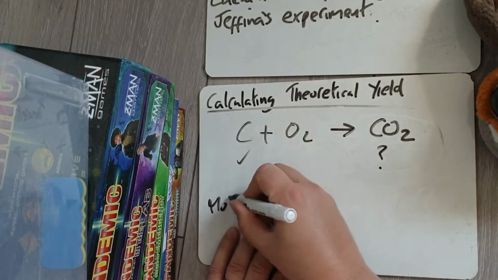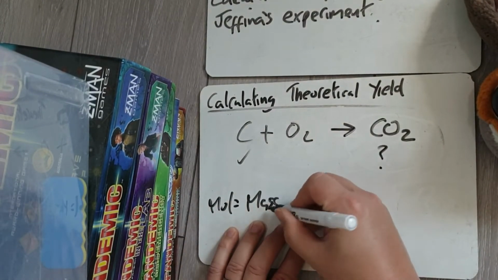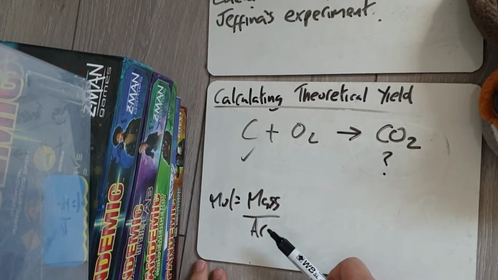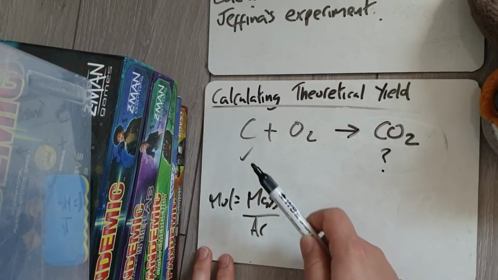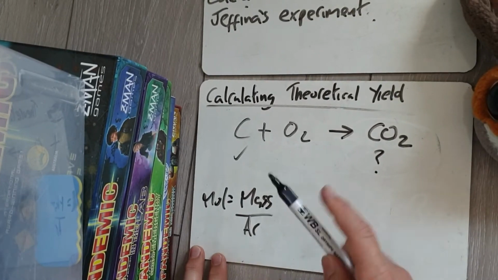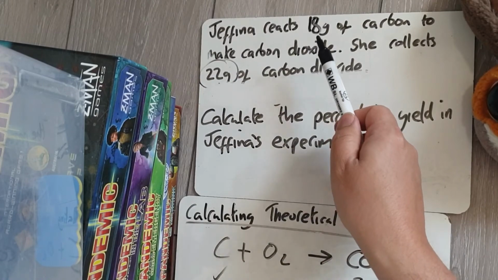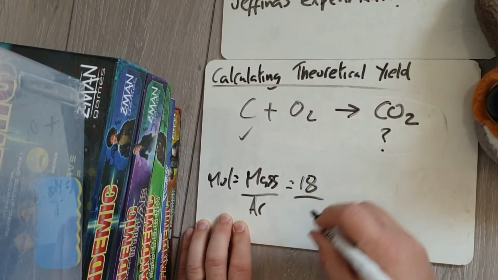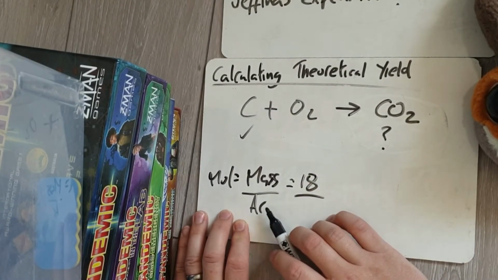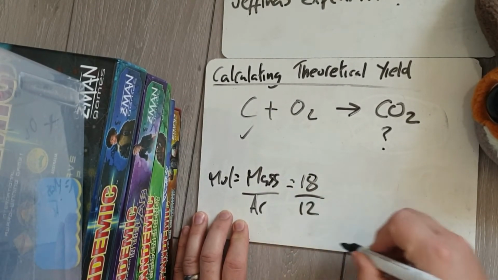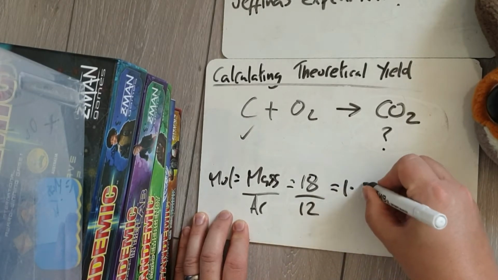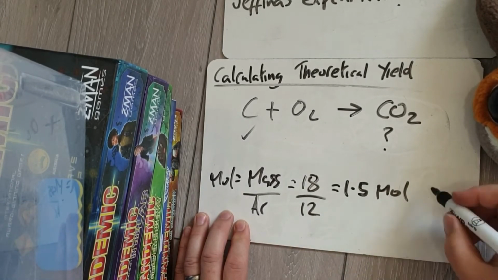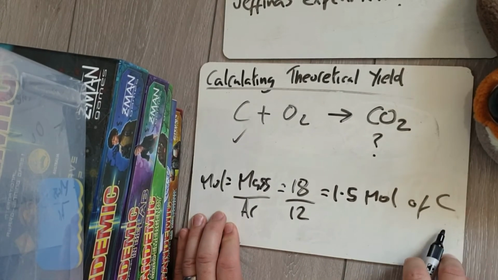So we've got moles equals mass over Ar. I wrote Mr last time. Mr is for molecules, Ar is for atoms. This one's an atom, so I use Ar. So the mass, go to our question. How much did Jafina have? She had 18 grams of carbon. You look up carbon on the periodic table, and the Ar is 12. 18 divided by 12 equals 1.5 moles. So 1.5 moles of carbon is what we put into the reaction.